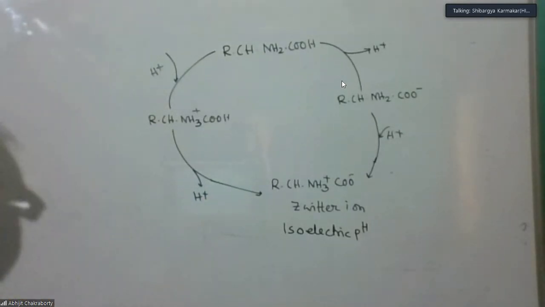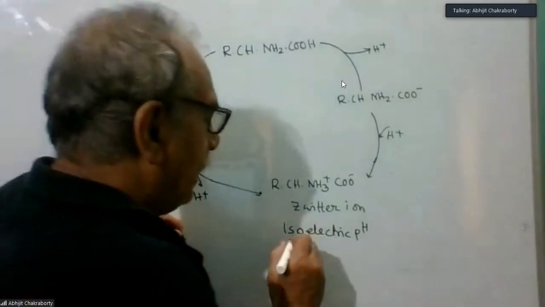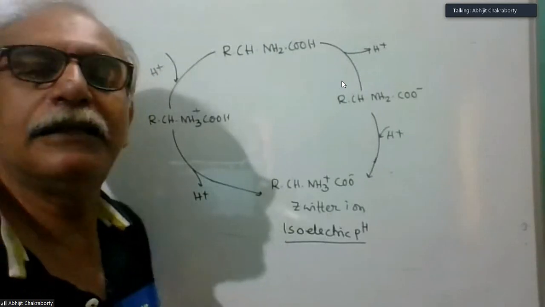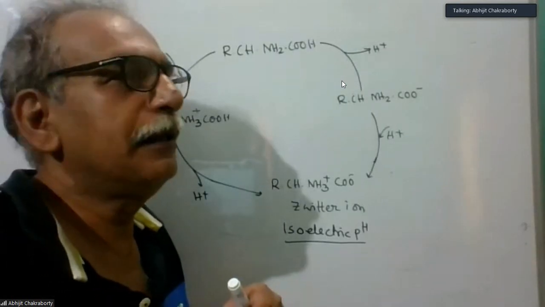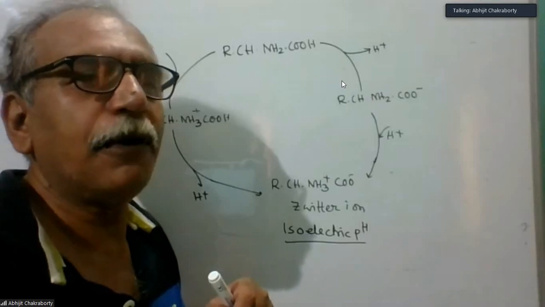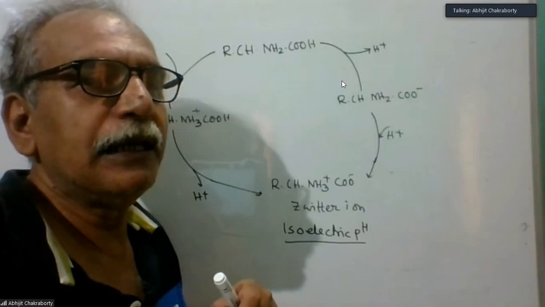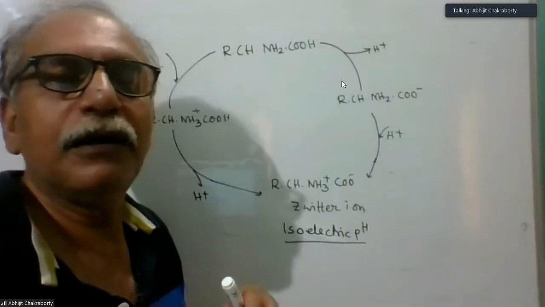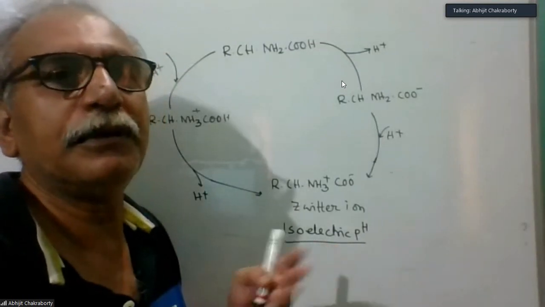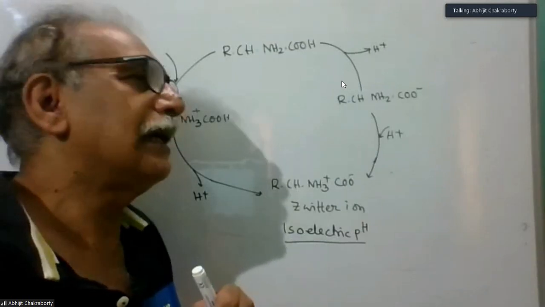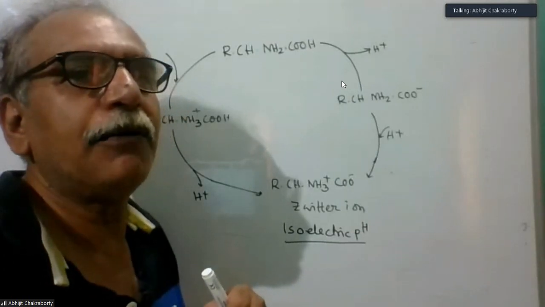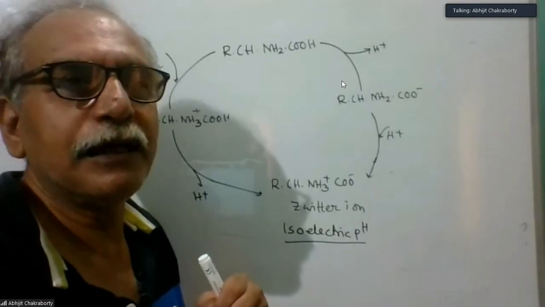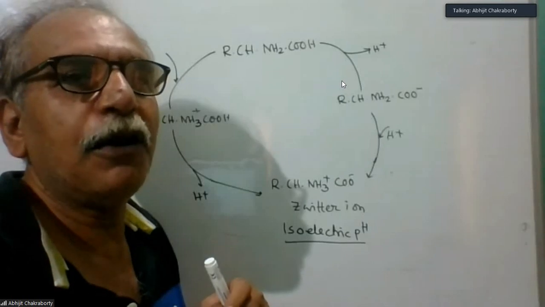Sir, what about the isoelectric pH? The pH at which an amino acid is found to be present in zwitterion form is called the isoelectric pH of that amino acid.